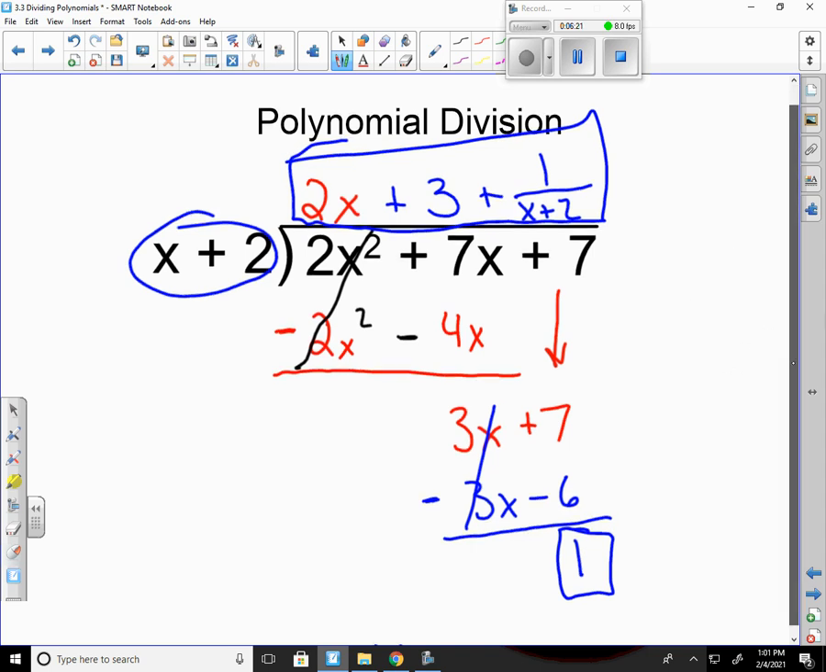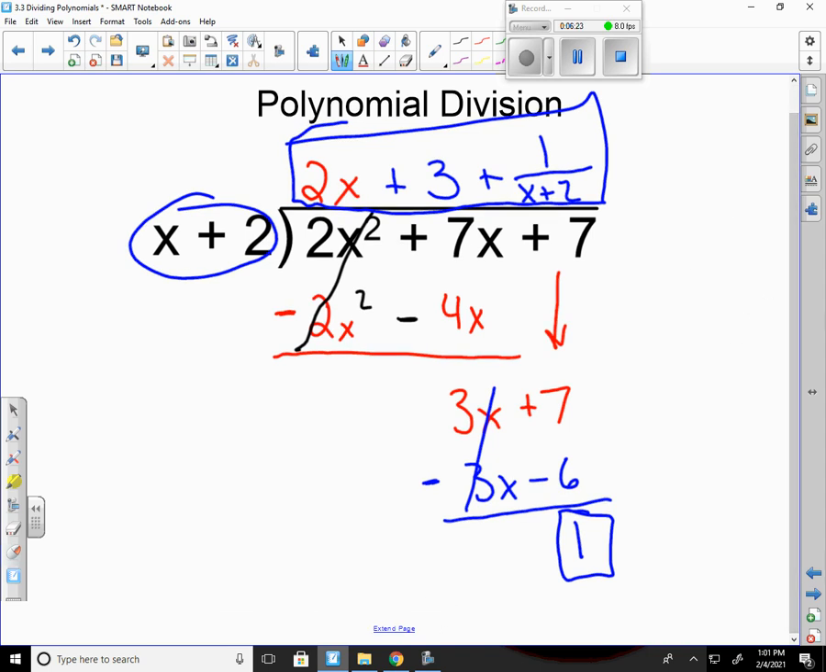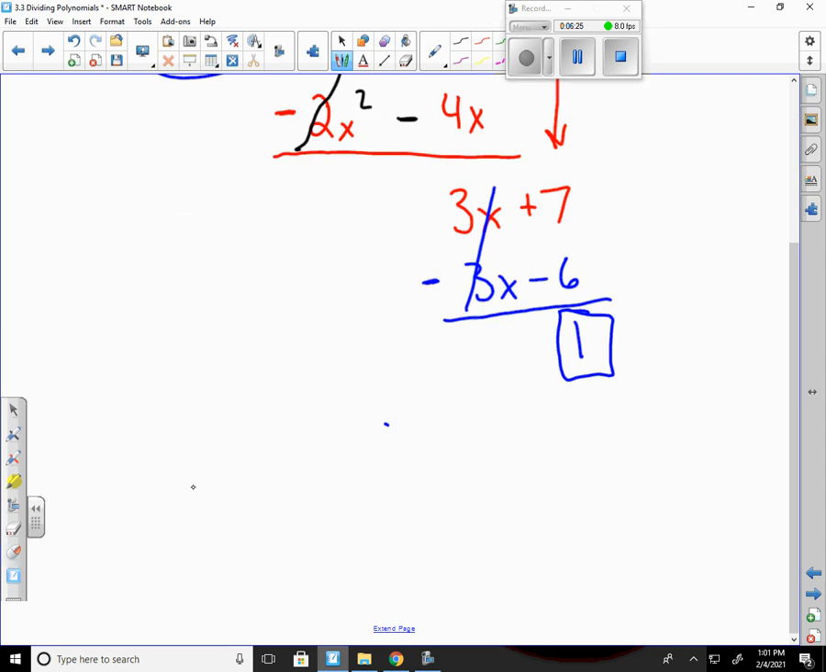Question is, do you believe that? Well, if I do x plus 2 times 2x plus 3 plus 1 over x plus 2, I need to distribute this x plus 2 to all of these terms. Whenever I distribute the x plus 2 to this term, it's going to cancel out the denominator. It's just going to be plus 1.